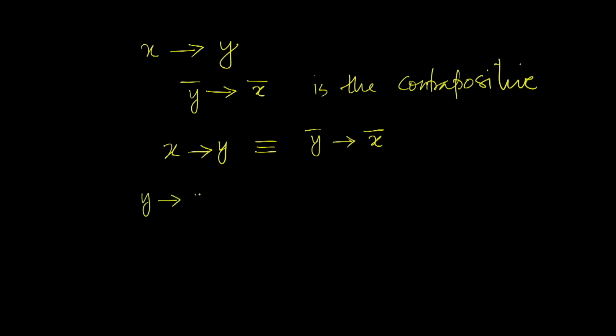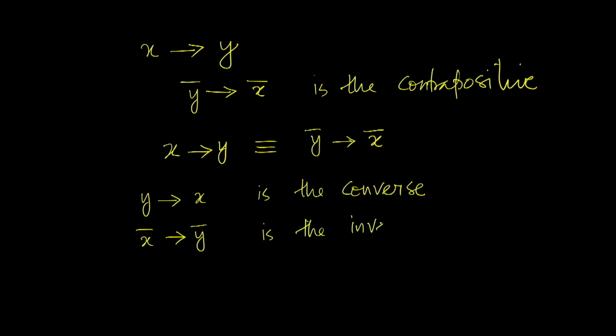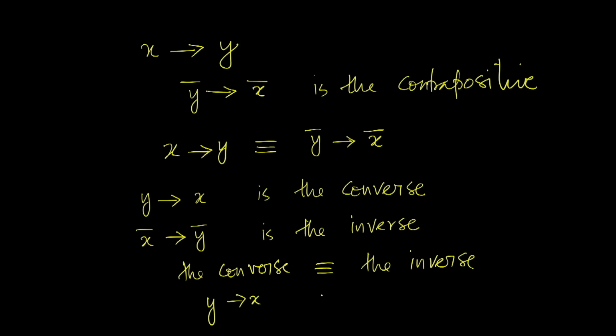Y implies x is the converse of x implies y. And x bar implies y bar is the inverse of x implies y. So, by what we have seen just now, the converse and the inverse are logically equivalent. Namely, y implies x is logically equivalent to x bar implies y bar.